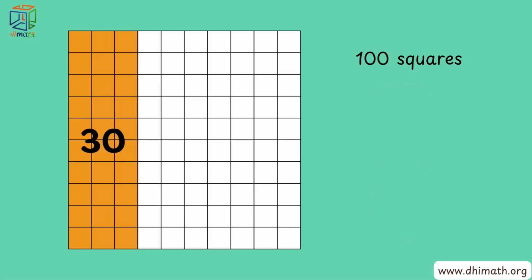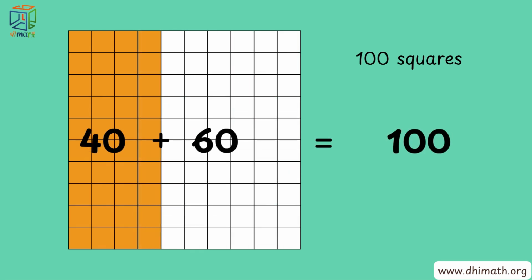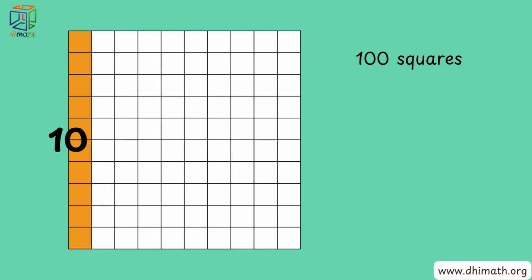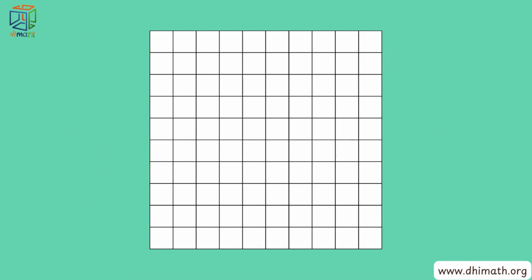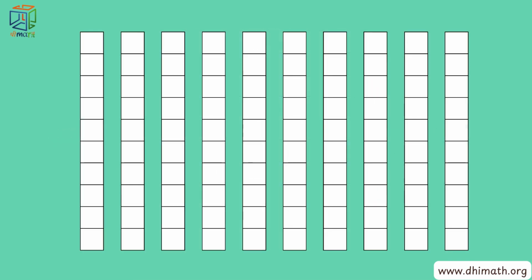For example, a section with 30 squares and another with 70 squares make 100. A section with 40 squares and another with 60 squares make 100. A section with 10 squares and another with 90 squares make 100. To make it even more engaging, challenge them to divide the grid into tens.